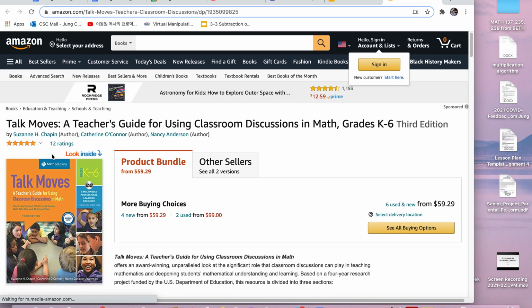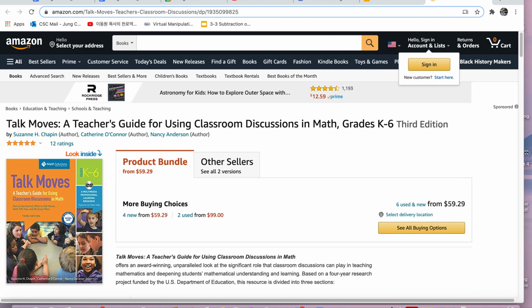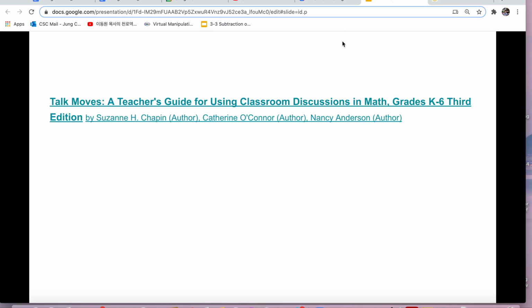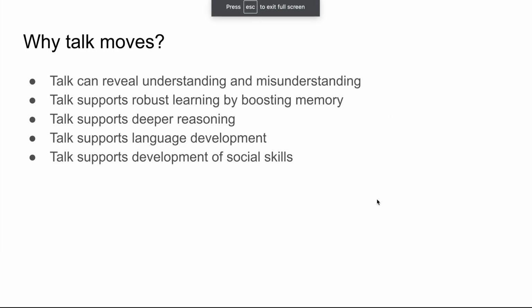Yeah, so in Amazon or any other, there are a lot of websites that you can find this book. So this is the book cover. This is the most recent one, third edition. But the second edition is also good, and it's cheaper. So if you are interested, I encourage you to buy the book and read the book, or you can borrow that from your library if it's available. So this is the book that I'm gonna refer to today.